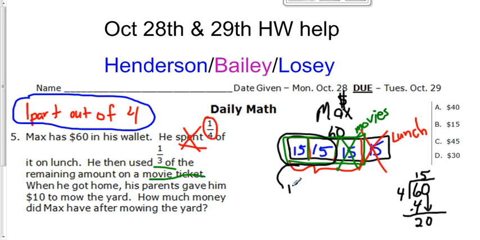So 15 plus 15 is our $30. It's half of what he started with. Half of 60 is 30.